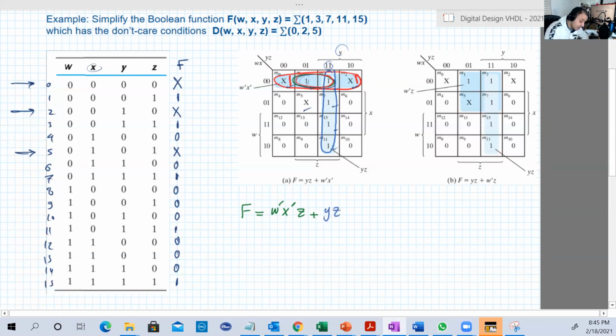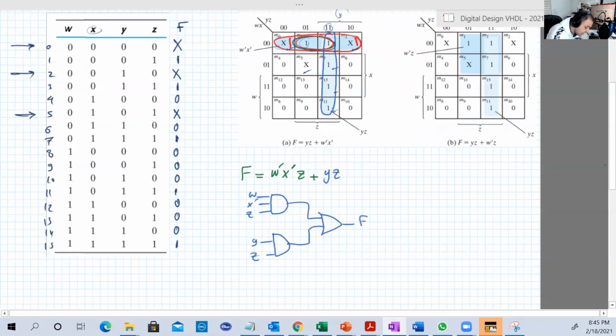If we implement this, you will have an AND gate with W X bar Z as input, another AND gate with W and Z, then an OR gate. Okay. Now let's do it with the red group. I mean the group in which we put 1 and 1 at the locations of the don't cares, here and here.